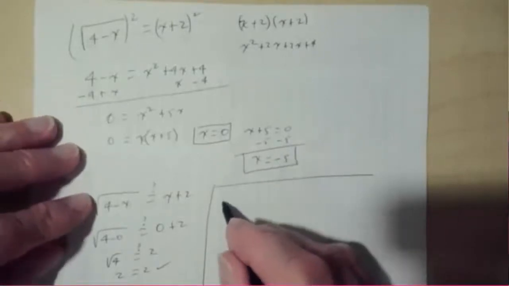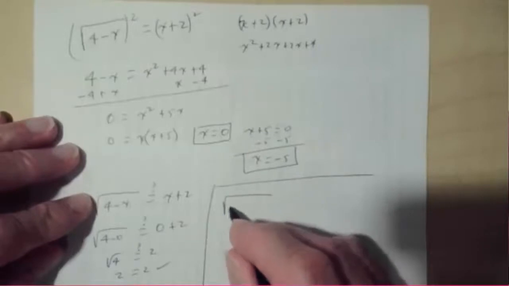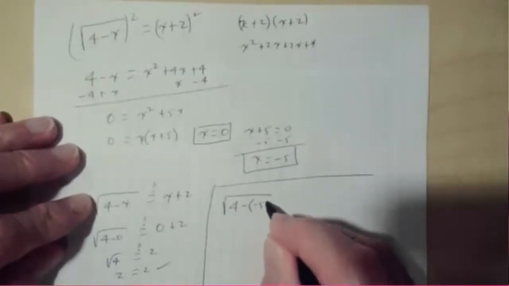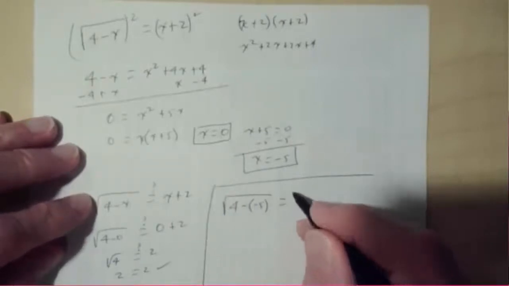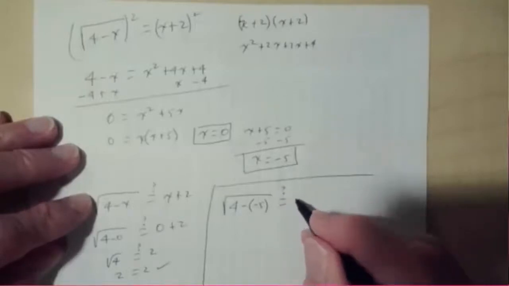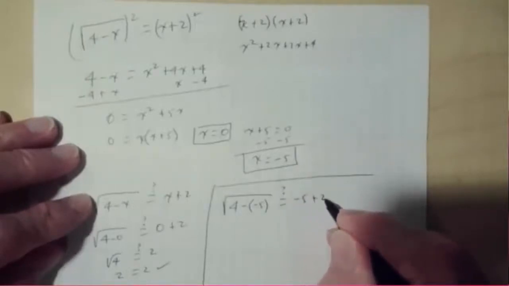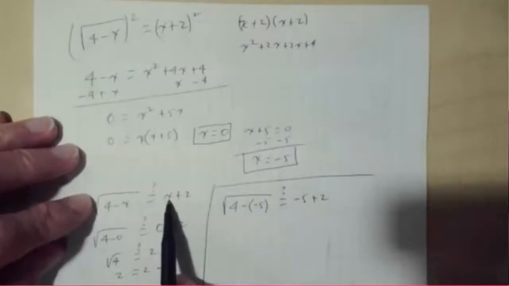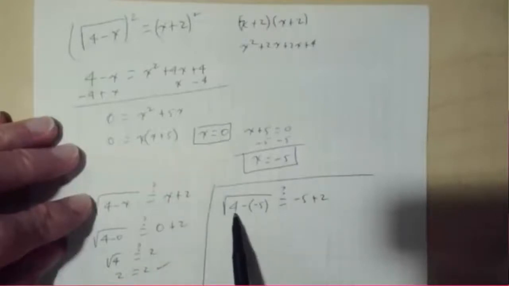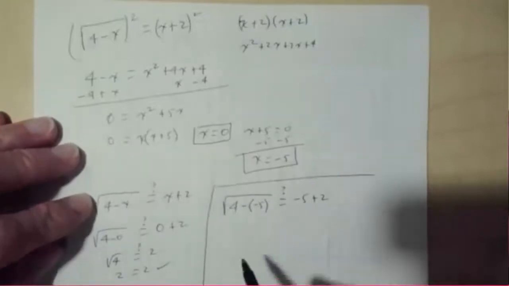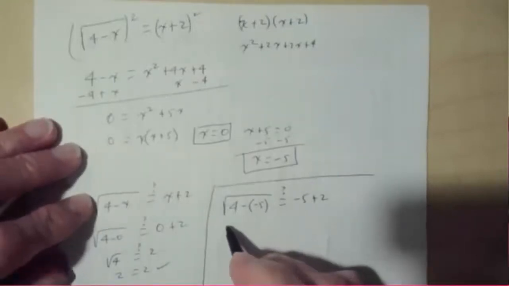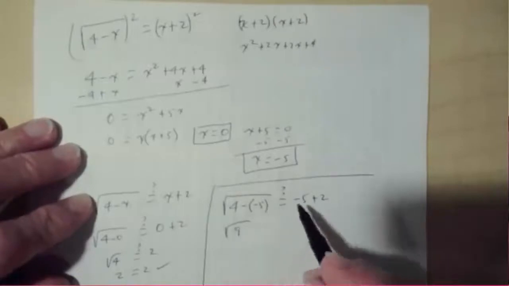Now what about negative 5? Same thing. We have the square root of 4 minus a minus 5. Does that equal negative 5 plus 2? Okay, we plug negative 5 in wherever there's an x. A 4 minus a minus, or the opposite of negative 5 is a positive 5.